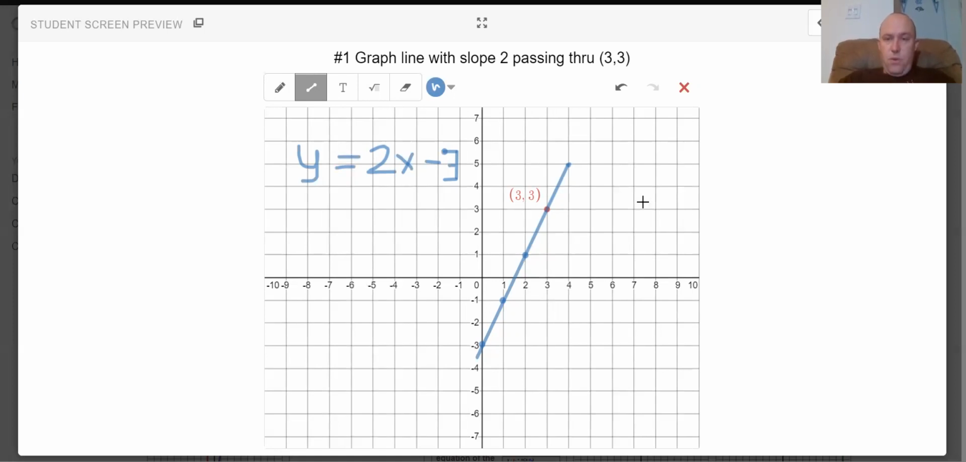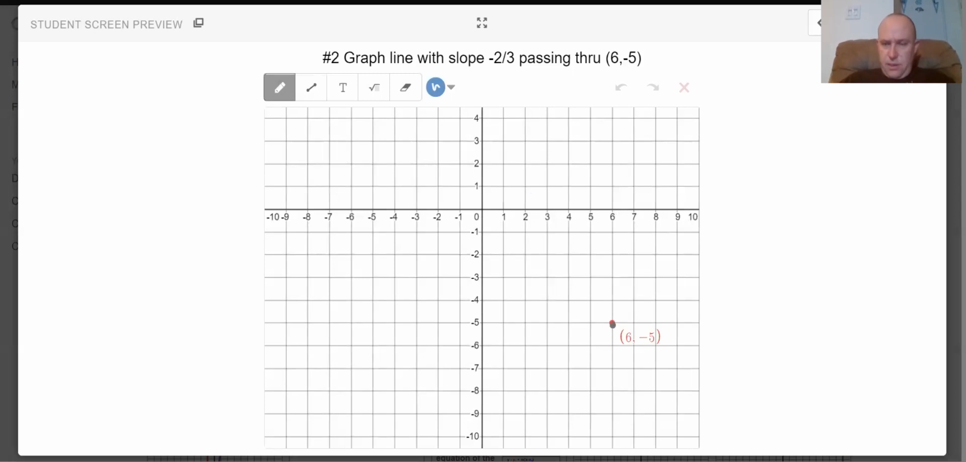Or another instance would be, what if this point was a really long way from zero? What if this point was like 73, 83? That would be really difficult to try and plot on a graph. So algebra methods are good for all questions. But for easier questions, certainly this is a useful method to know as well.